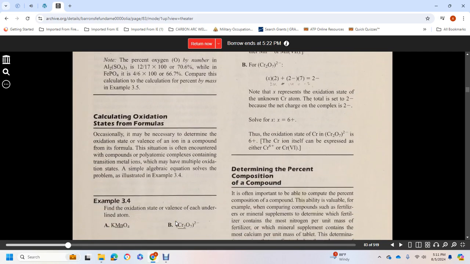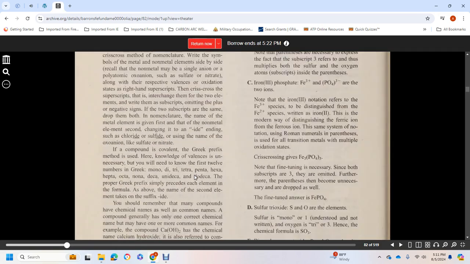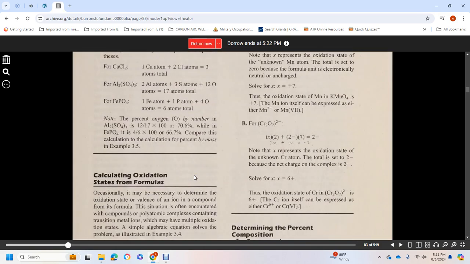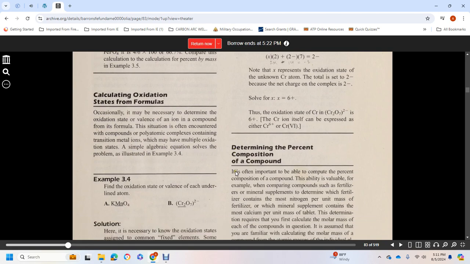Calculating oxidation states. Let's see where we're at: 3-1, 3-2 solutions. Calculating oxidation states of a formula. Occasionally it may be necessary to determine the oxidation state, or valency, of an ion in a compound from its formula. This situation is often encountered with polyatomic complexes containing transition metal ions, which may have multiple oxidation states. Simple algebraic equations solve the problems illustrated in 3-4.